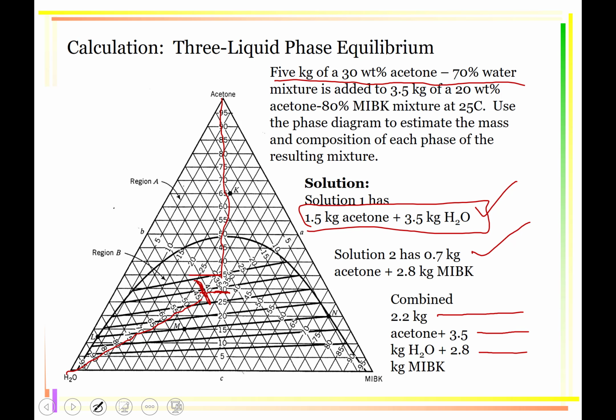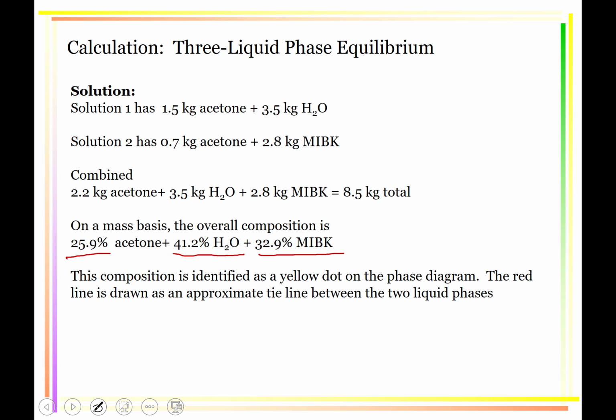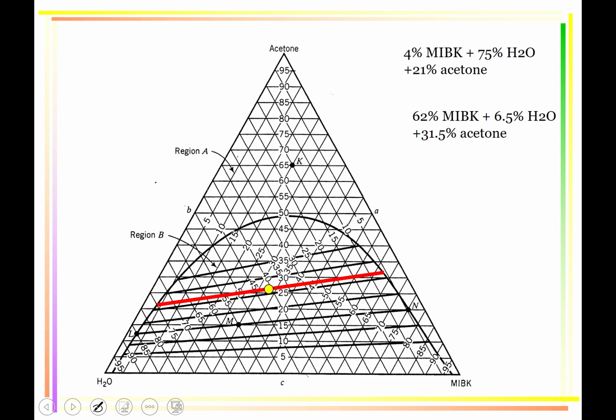And the third one, it necessarily has to be. So let's look at this and figure out what the MIBK is. Here's the MIBK. We're going to go down, and this point is around 32.9. So you just do the best you can and find the spot. Now I've plotted it here more exactly. But the key here is that this is the overall mixture, but we have two liquids, and the phase diagram is going to tell us the composition of those two liquids.